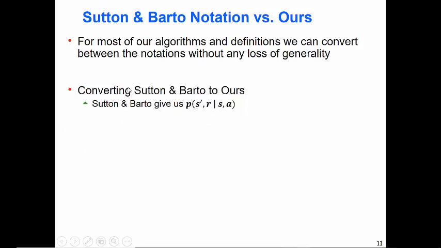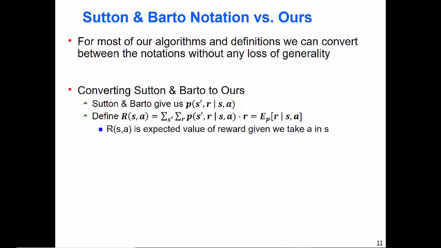Well, let's say we want to convert Sutton and Barto to our notation, right? So they give us this. I've got an MDP solver for our representation, but I want to solve problems from Sutton and Barto where they give me this P function. So how would I do that? Well, I've got to transform their P function to R and T.